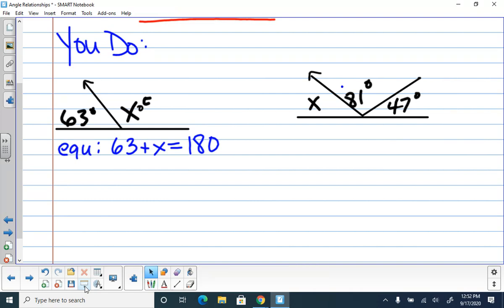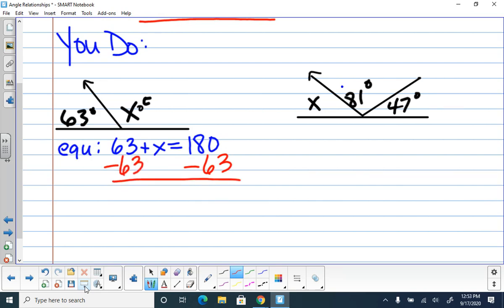Jason, what did you do? Marion, what did you do here? So I know a straight line is 180, so then I have to do minus 63. Beautiful. So I'm going to subtract 63. So that means my X has to be, class, what do we get? 117. 117. Agree or disagree? Got it? Good.